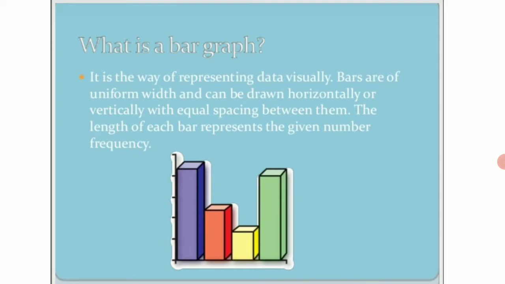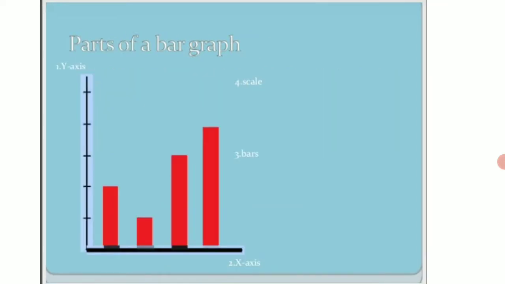Now let us know, children, what a bar graph is. It is the way of representing data visually. Bars are of uniform width and can be drawn horizontally or vertically with equal spacing between them. The length of each bar represents the given number of frequency. Now, children, in this picture you can see the bar graphs. They have equal distance between them, and the width of the bar graphs is all the same. For all the bar graphs, the width is the same.